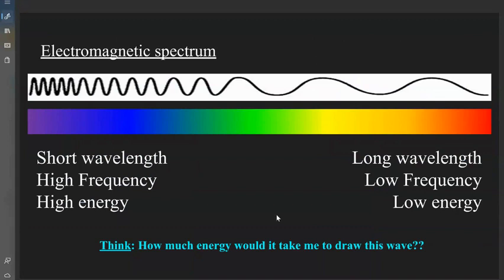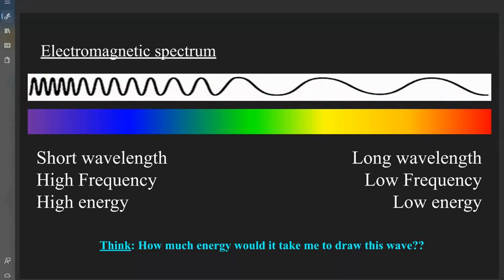The electromagnetic spectrum. So over on the left side is where we have short wavelengths. Short wavelengths mean they happen often, so that is a high frequency because it happens often. High energy also. On the right side, opposite: long wavelength, low frequency, low energy. I always like to think of the energy of a wave as how much energy it would take me to draw said wave. Like over here, oh, my marker, you can't even really see it. Over on the left side, I have to move very quickly back and forth. It takes me a lot of energy, whereas on the right side, it really doesn't take me a lot of energy to draw that wave.